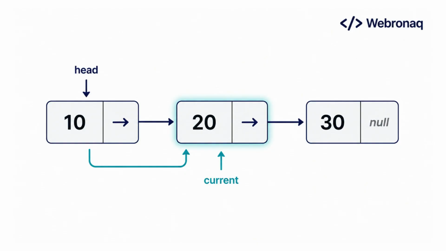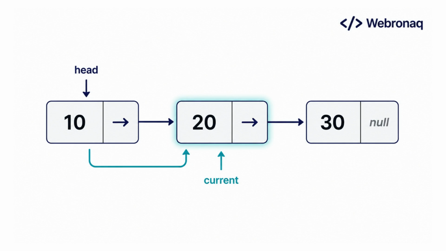All right. Now let's take that same idea and apply it to a linked list. With an array, we moved by incrementing an index. A linked list works differently. There are no index positions. Instead, each node holds a value and a pointer to the next node in the sequence. Here we have 3 nodes, storing 10, 20, and 30.